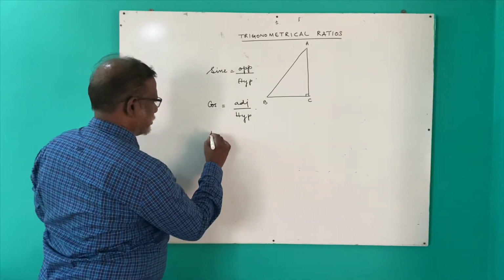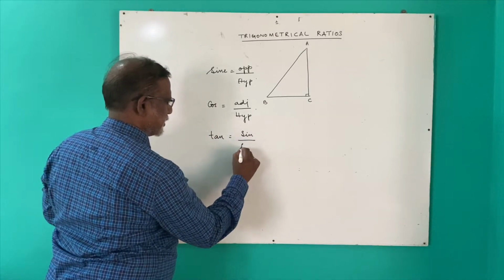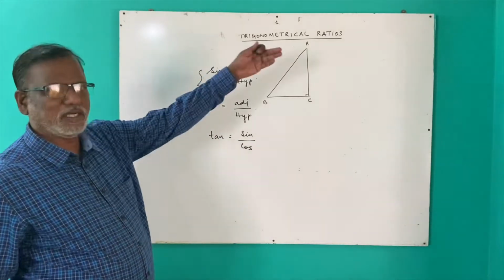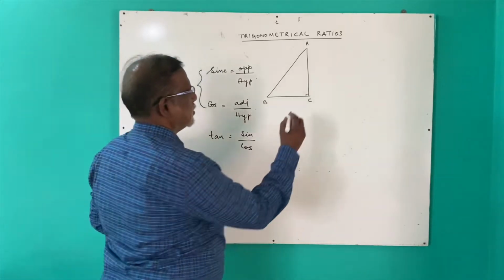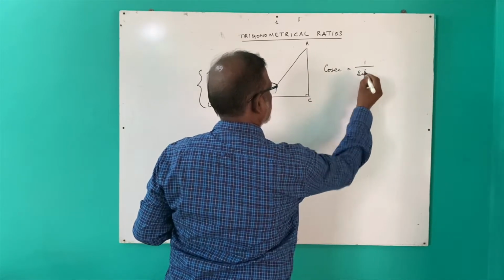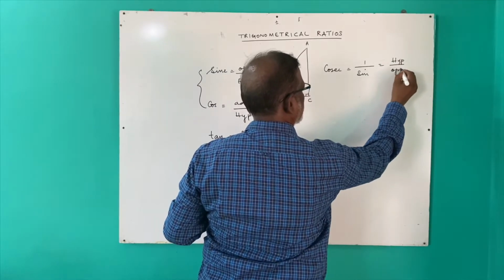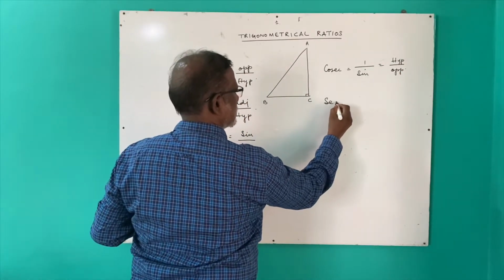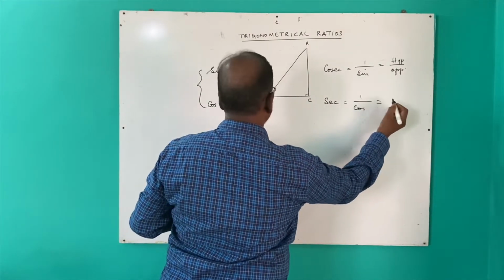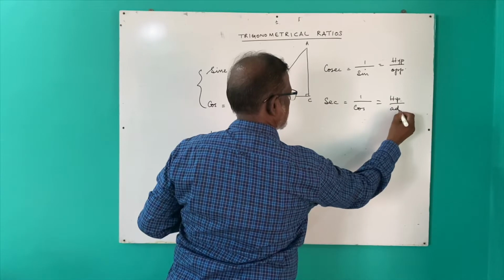When you write the remaining ratios, for example tan, which is nothing but sine by cos, which is depending on these two. Then let us go ahead with the remaining three ratios. We will have the cosecant, which is nothing but the reciprocal of the sine, or we call it the hypotenuse by opposite. Then we will go ahead with the secant, which is nothing but the reciprocal of cos. We write it as hypotenuse by adjacent.